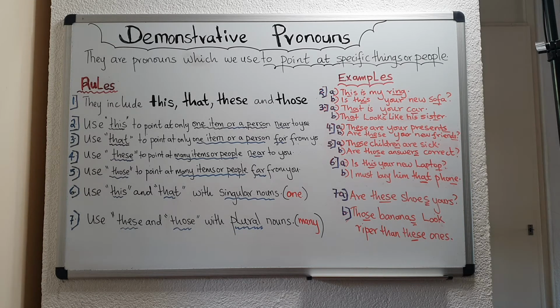Now, look at 4b. Are these your new friends? So imagine that you've just returned back home and your sister is sitting with a lot of people in the living room and you want to know who they are. So you can ask your sister, are these your new friends? We're using these because we're talking about many people, that is many friends. And we're also using these because the friends are very close to you. They're near you, they're not far away.